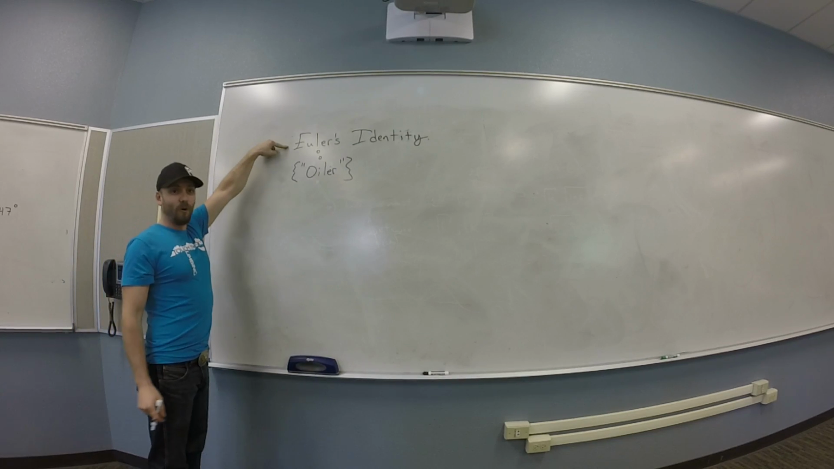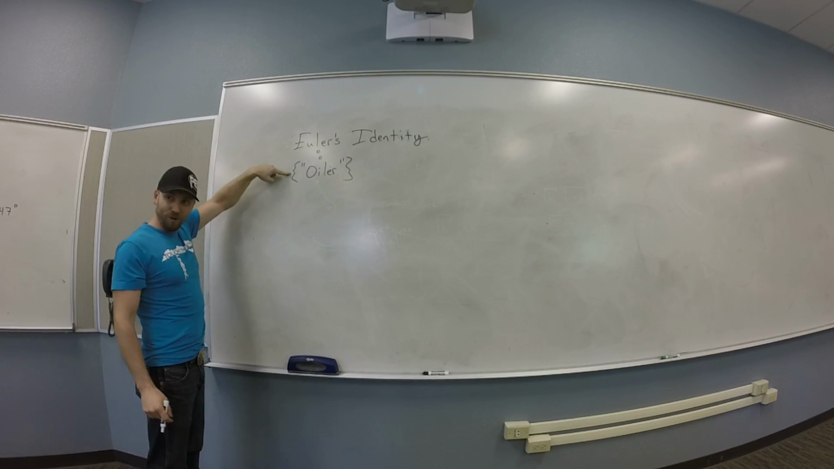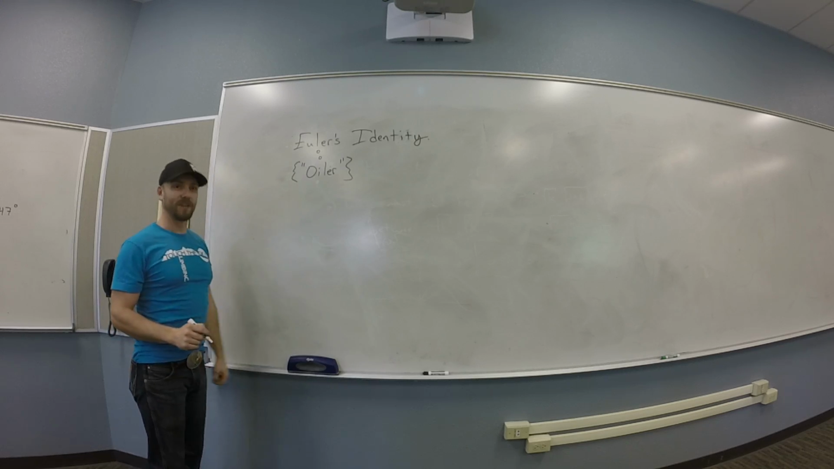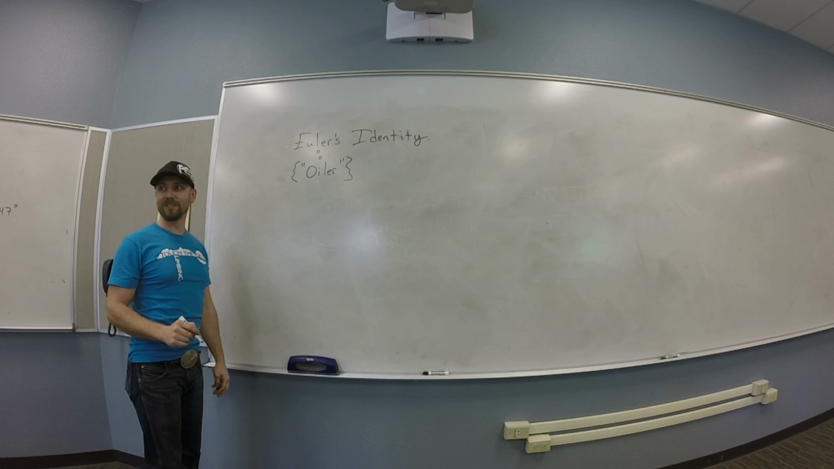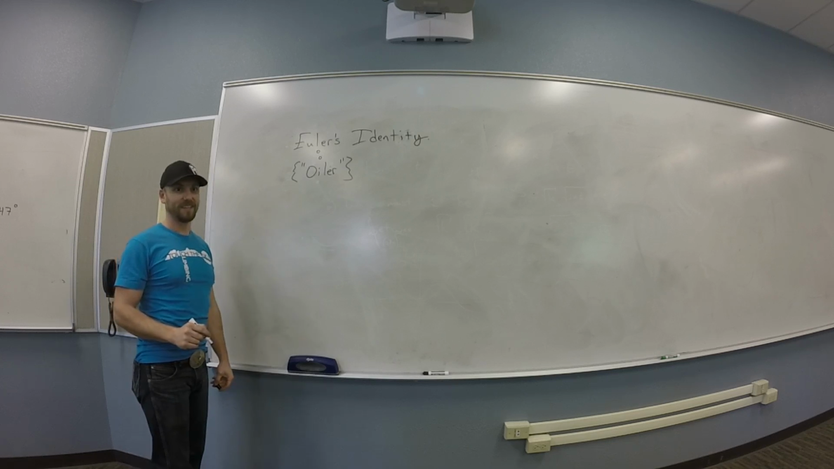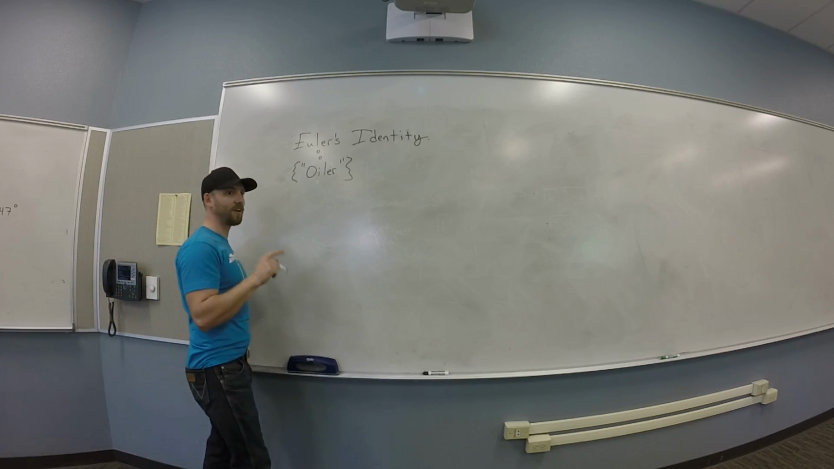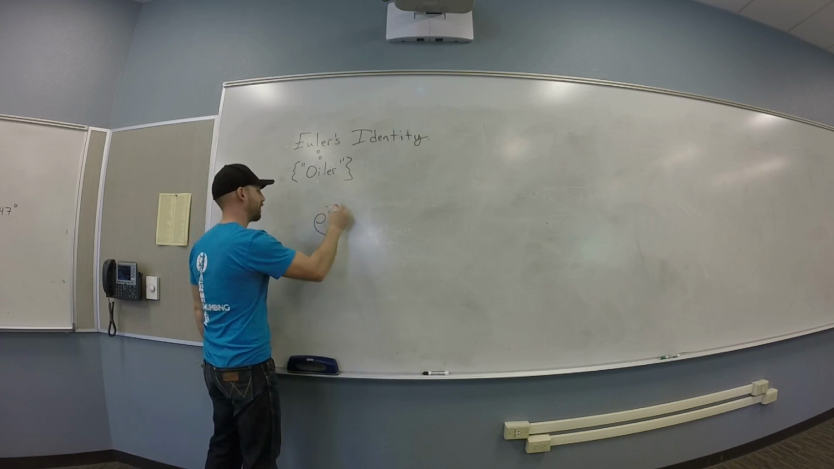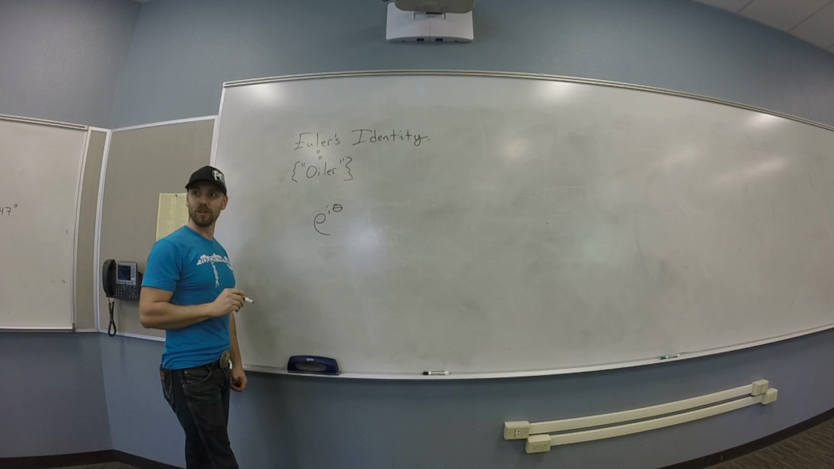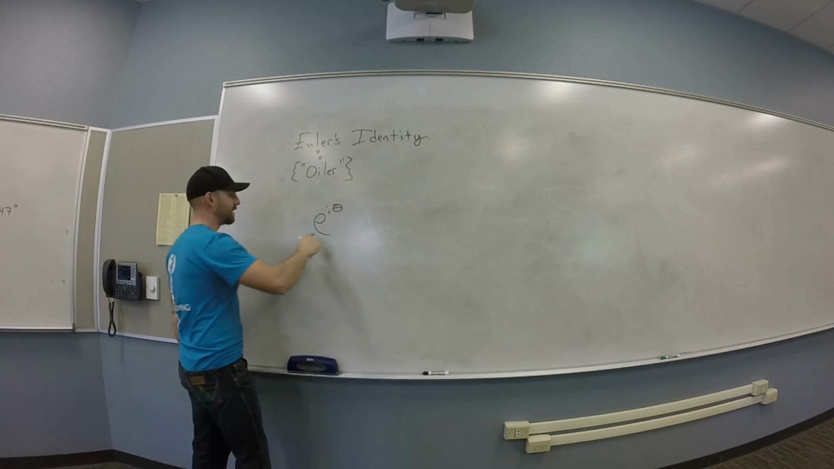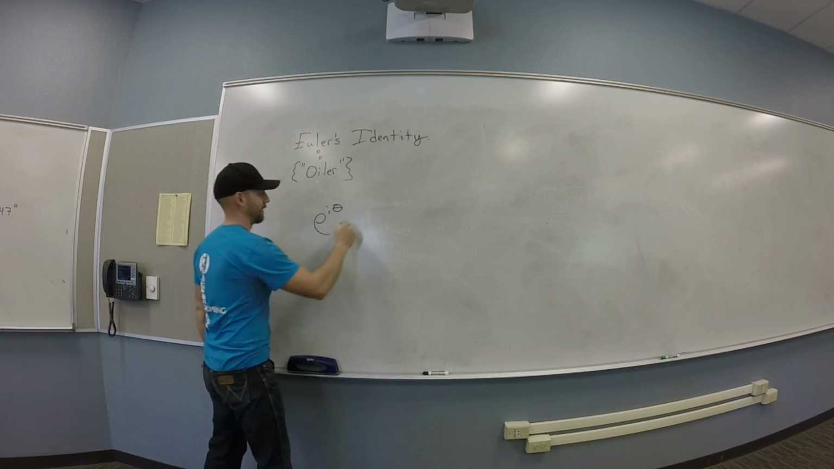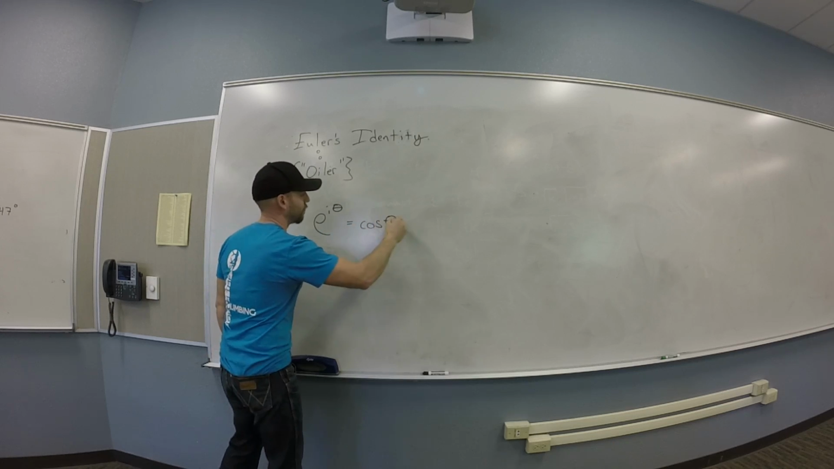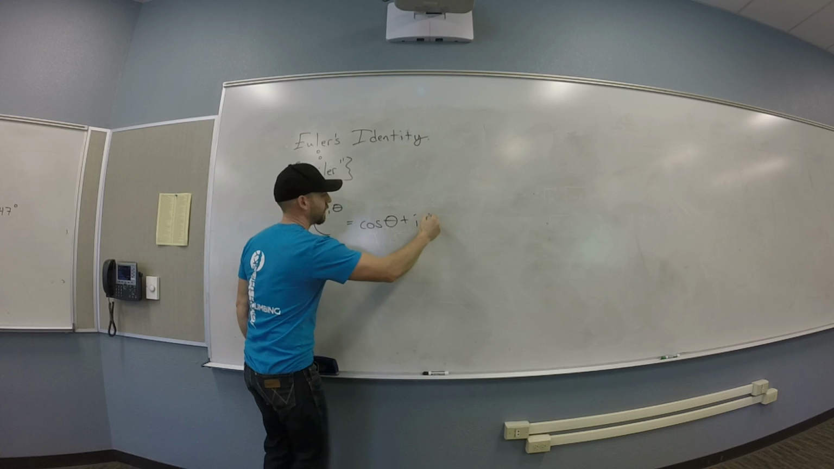Okay, so Euler's identity, which you pronounce Euler, is a thing about complex numbers that I can't demonstrate to you really easily. So I'm going to write this down, and then we can have the longer version. The short version is e to the i theta equals cosine theta plus i sine theta.